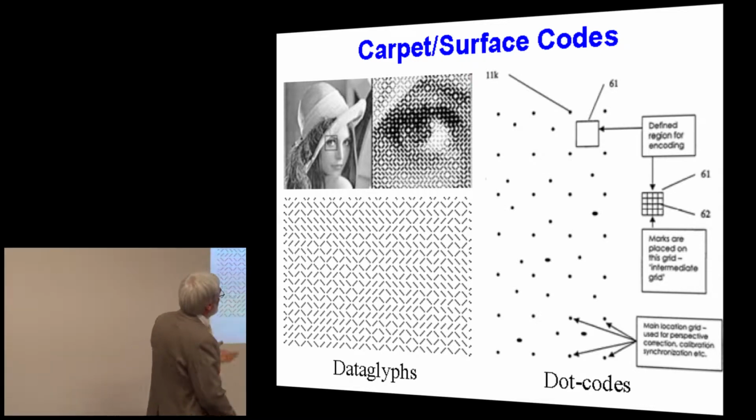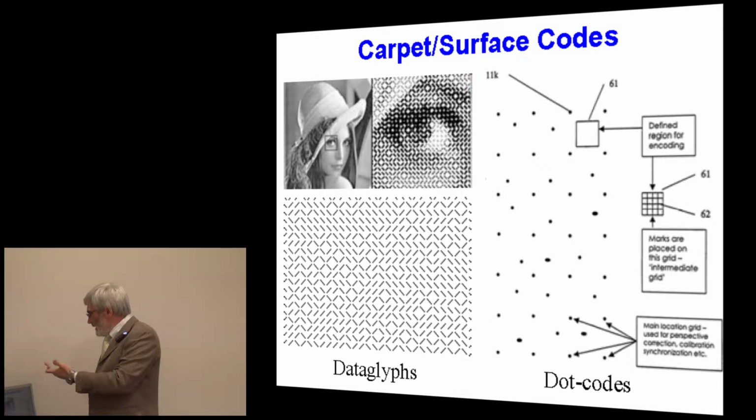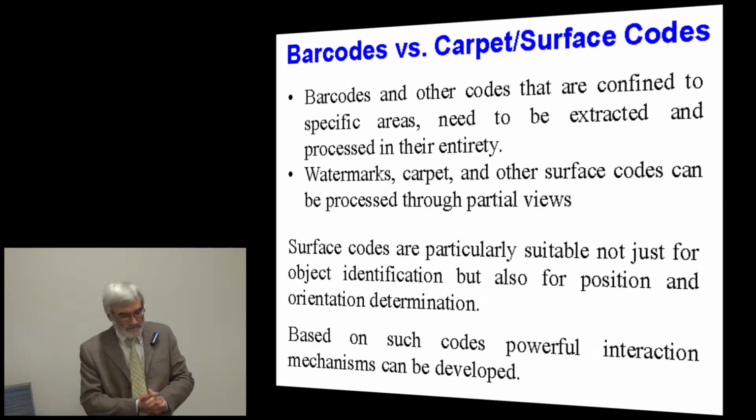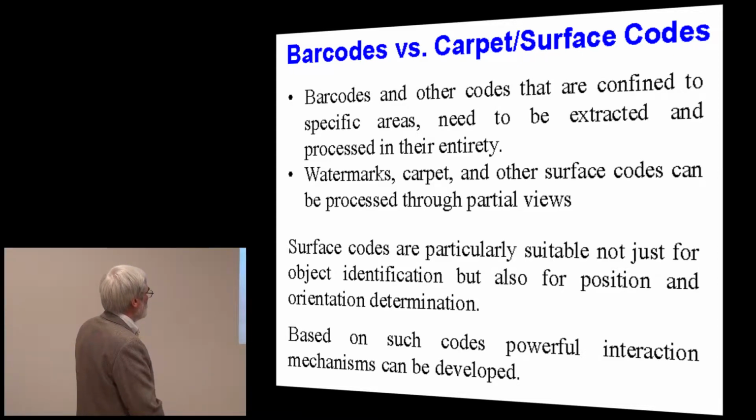And you can use also dot-based codes and things like that. So there are many possibilities and approaches that work up to a certain extent. But they are not perfect, and all these limitations, they somehow limit the implementation possibilities. So barcodes, they're usually confined to specific areas, and you need to extract them like units.